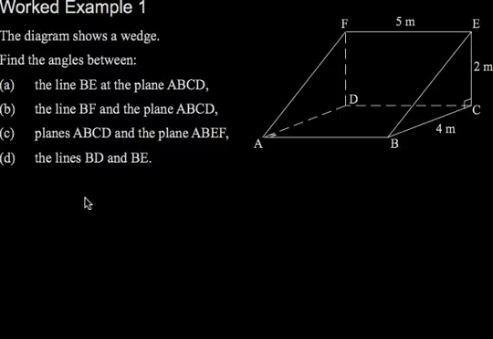So this is the first video on planes, and we've got a wedge here. We've got two planes, ABEF and ABCD. So we've got two different planes here, and they join at the line AB. And it's asking for the angle between the line BE, which is here, and the plane ABCD. So that's asking for this angle here.